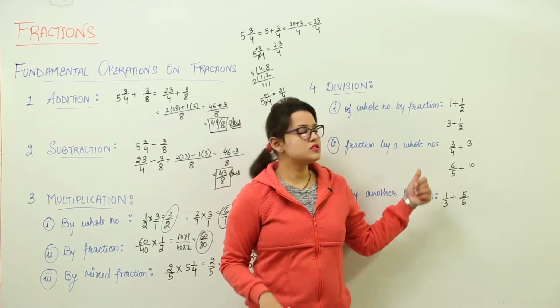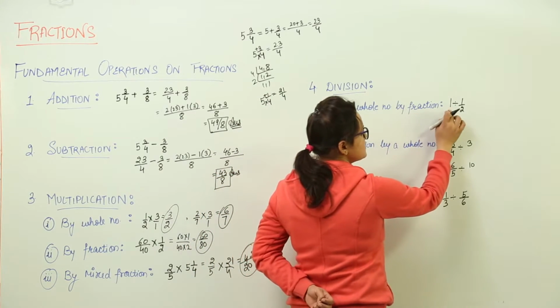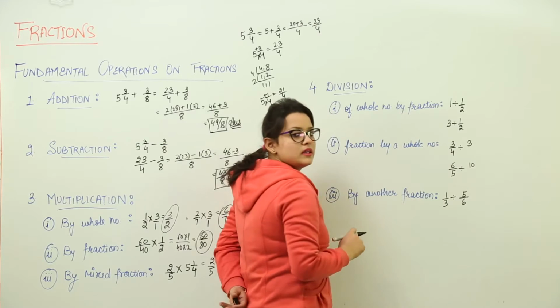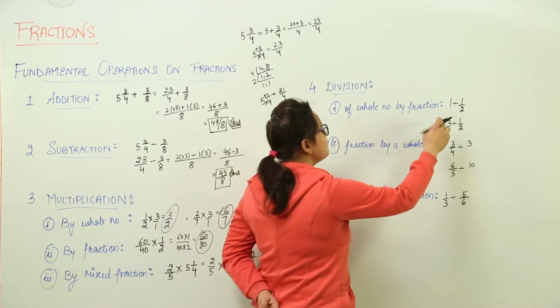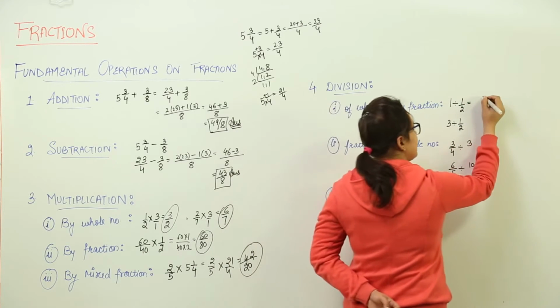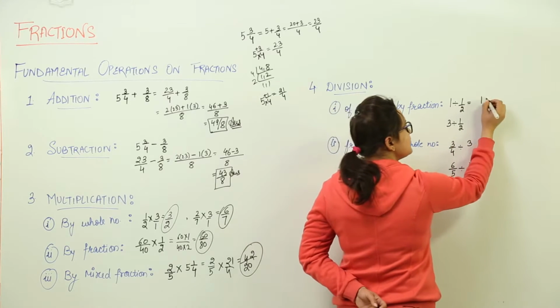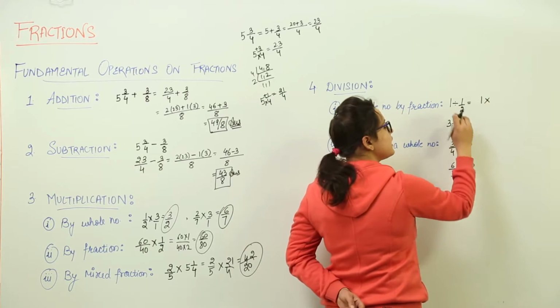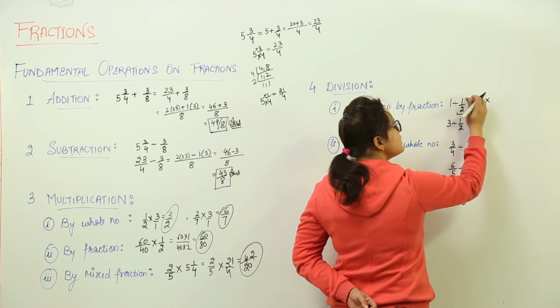Moving on to the division now. In division we will divide a whole number by a fraction. That means this is my whole number 1. It is not having a denominator other than 1. Right? This is a whole number divided with a fraction. Now how to do this? We will write the first number as it is. The division sign gets converted into multiplication sign and the next value, whatever it is, gets reciprocated.